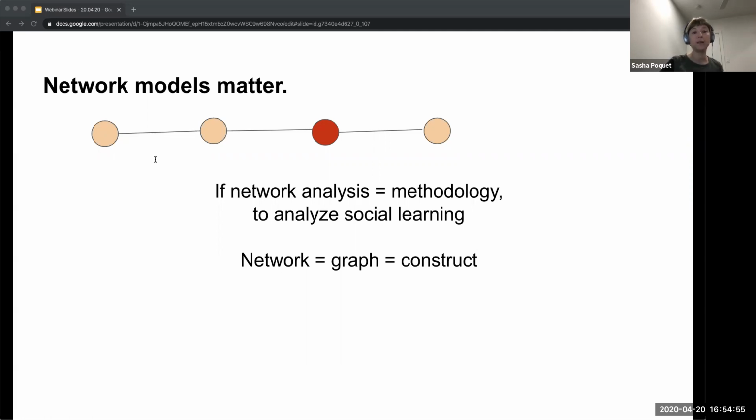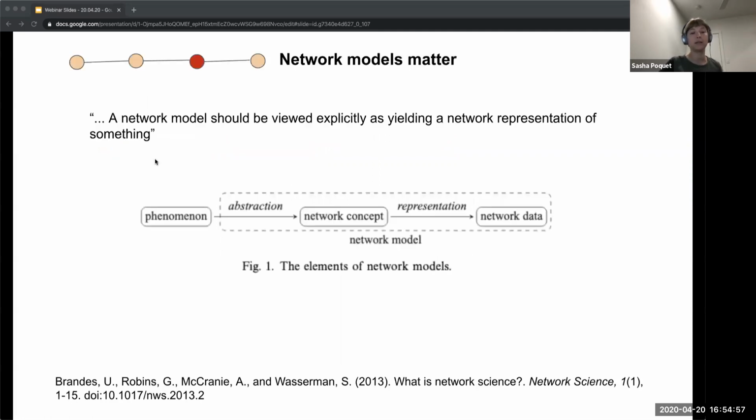And so the next slide summarizes this really nicely, and it's probably the best representation I've ever seen of this message. It was done by colleagues for the very first issue of Network Science, and they show that the network model takes a phenomenon, abstracts it to a concept, and only then represents it in network data.